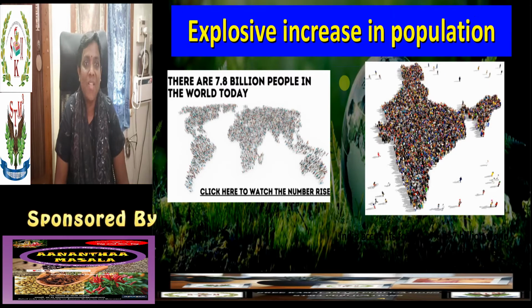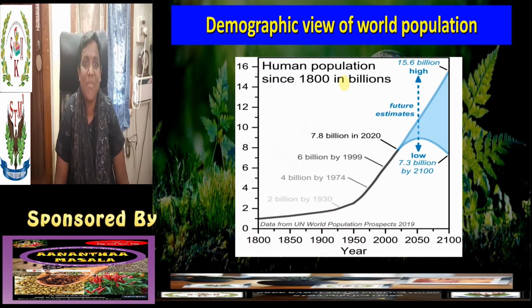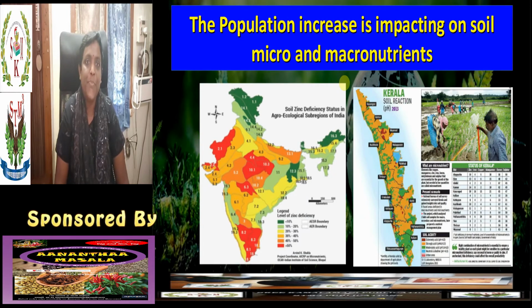Our planet Earth has witnessed an explosive increase in population, totaling around 7.8 billion, in which India accounts for 17.4% of the world population with only 2.4% of land area. A demographic view of our world population as of March 2020 has exceeded 7.8 billion people. It has taken 2 million years for the world population to reach 1 billion, but it has taken only 200 years for us to reach 7.8 billion.